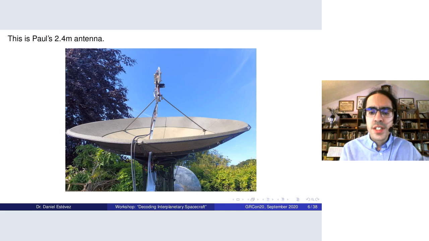This is Paul's antenna in his garden. It's a 2.4 meter antenna, and on the top, the structure you see here is typical microwave receive equipment. You have a microwave feed, an LNA, and a down converter to get the signal into a suitable intermediate frequency, running through the coax and into Paul's home, where he has an SDR receiver. I'm not so sure about the model he uses.